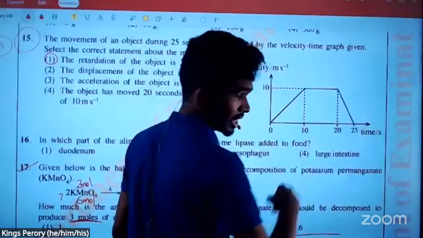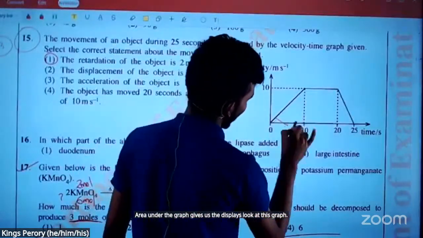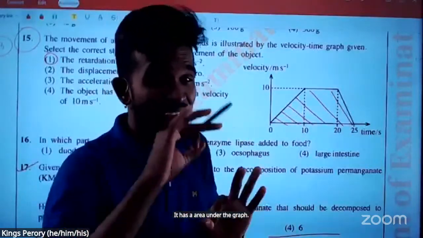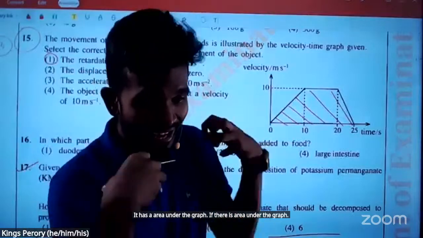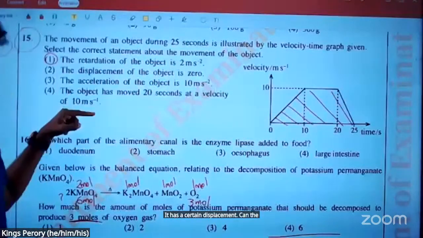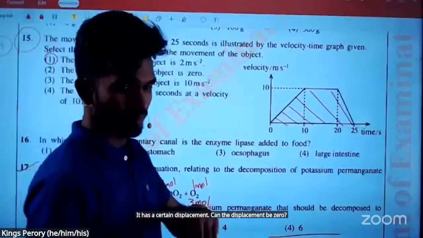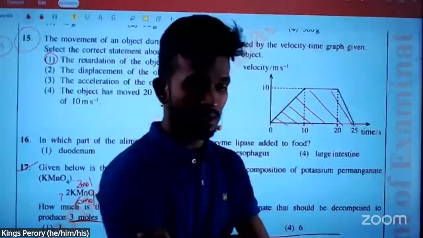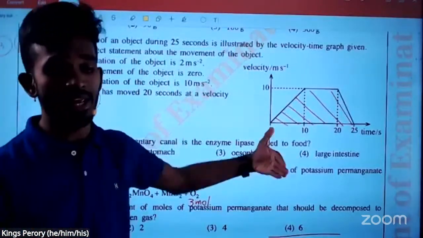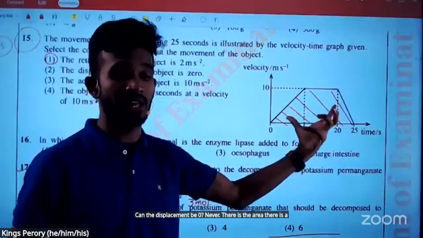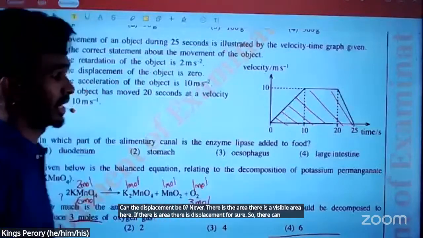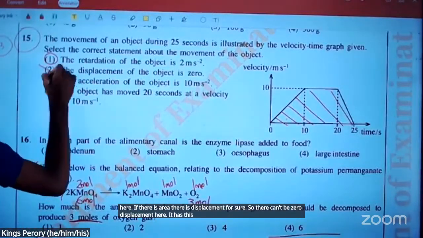Look at this graph. It has an area under the graph. If there is area under the graph, it has a certain displacement. Can the displacement be 0? Never. There is a visible area here. If there is area, there is a displacement for sure. So there can't be 0 displacement here. This is wrong.